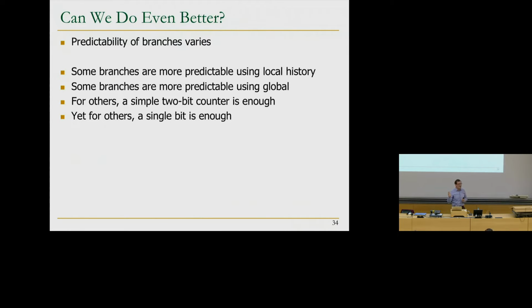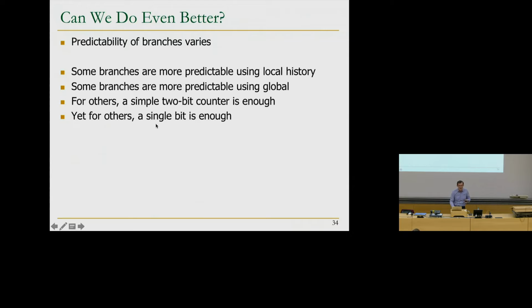It turns out prediction accuracy goes up to 90% or so on many programs after you use these 2-level history registers. But people have figured out that you can do even better because predictability of branches actually varies. Some branches are more predictable using local history because they may be loop branches that can fit into this history. Some branches are more predictable using global history because they may be very much correlated with other branches that are executing in the program.